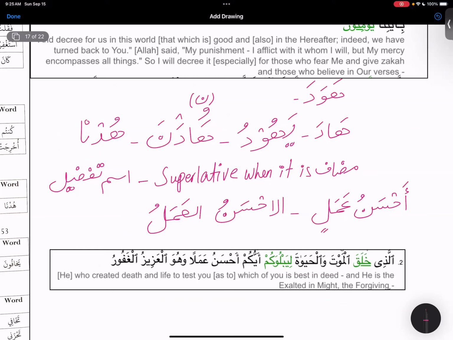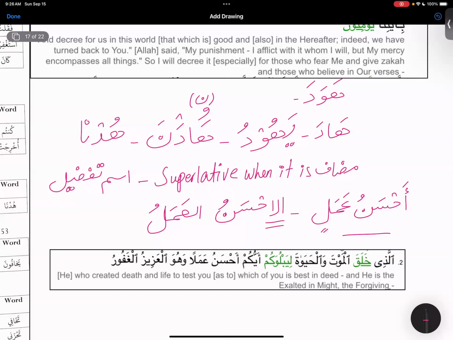Now another example, ahsanu amalin. How are we going to translate ahsanu amalin? Best of the deed. Why best? Why not better? Because it is coming as a mudaf. So the translation would be best, superlative degree. Or if ism tafdil takes al, if I say al-ahsanul amalu, the translation would be the best amal.